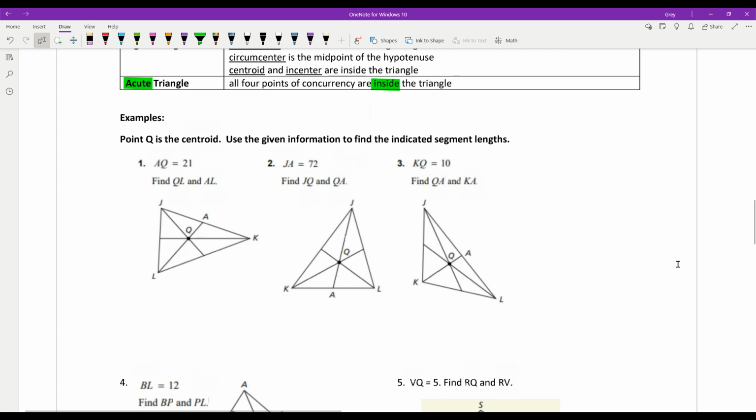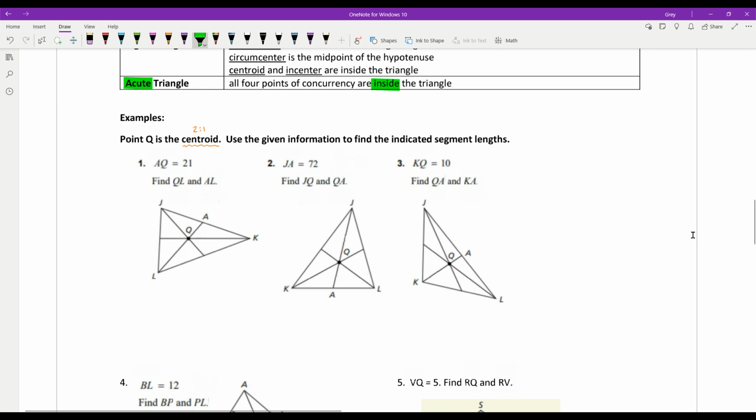PQ is the centroid, okay? If it is a centroid, you need to think to yourself, okay, that's where my medians intersect, and they always have a ratio of 2 to 1, okay? 2 to 1 or 2/3 the distance, however you want to do it. But 2 to 1 are the 2 parts, and the whole is 3.